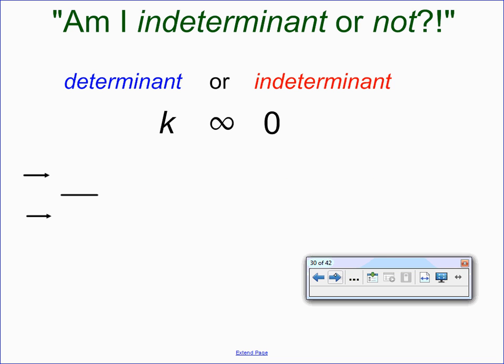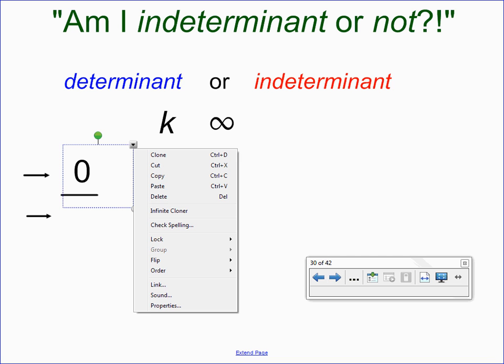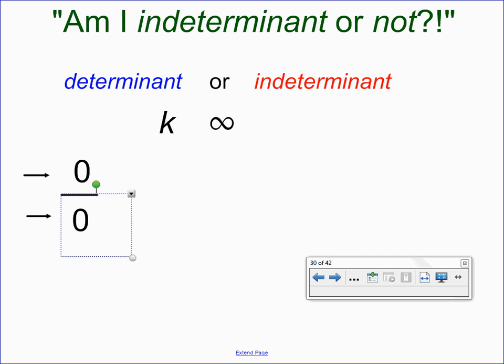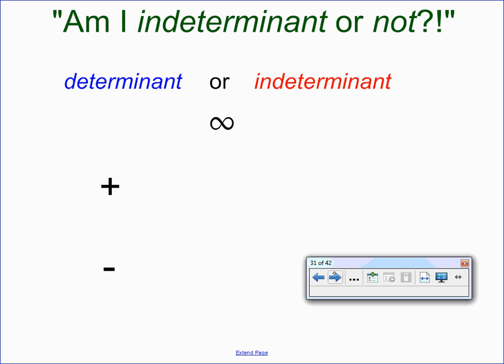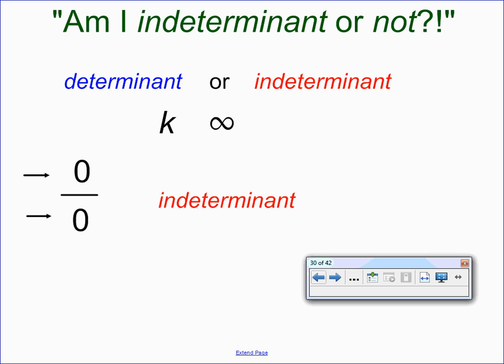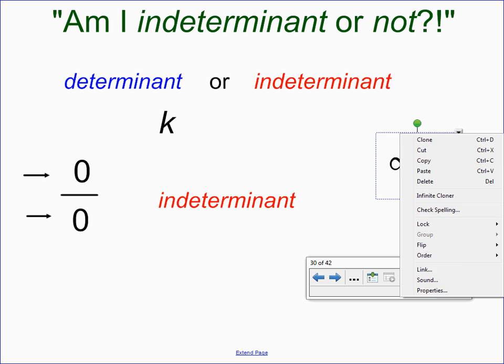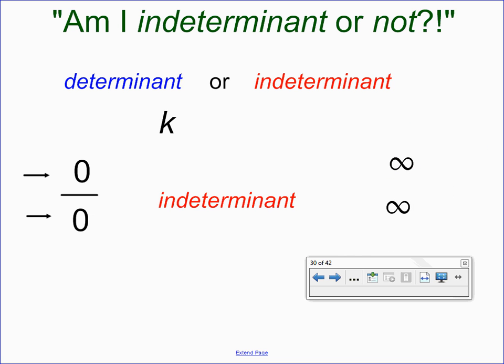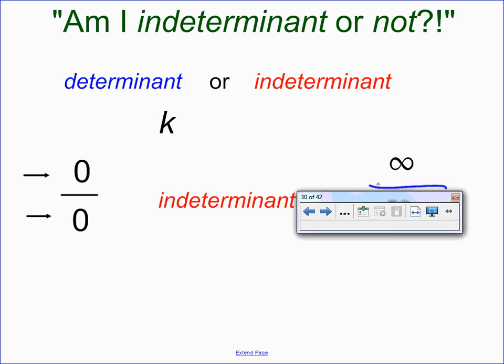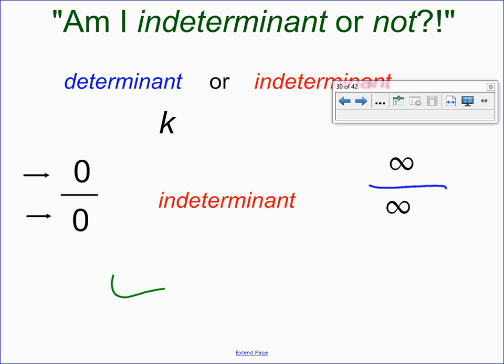So which ones are determinate versus indeterminate? Well, remember, 0 over 0 is indeterminate and authorizes L'Hopital's rule. And the other indeterminate is infinity over infinity. So we need 0 over 0 or infinity over infinity in order to use L'Hopital's rule. We have to have those in order to use it.